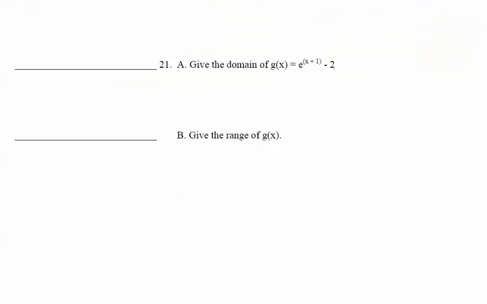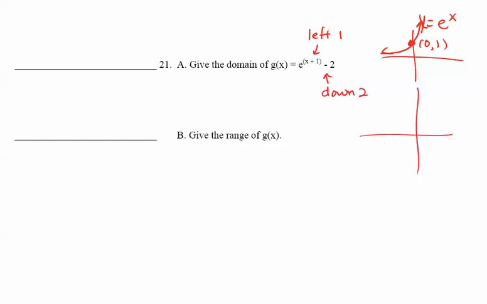And with transformations of e to the x, so again, always have your basic graph in mind. Here was our key point at (0, 1). So this is our graph of y equals e to the x. So now we've got a shift left 1 unit and then down 2 units. So if you actually want to make a quick sketch of the graph, that might be quickest. So our key point is going left 1 unit and then down 2 units. So our asymptote used to be at y equals 0. So it is going down 2 units also.